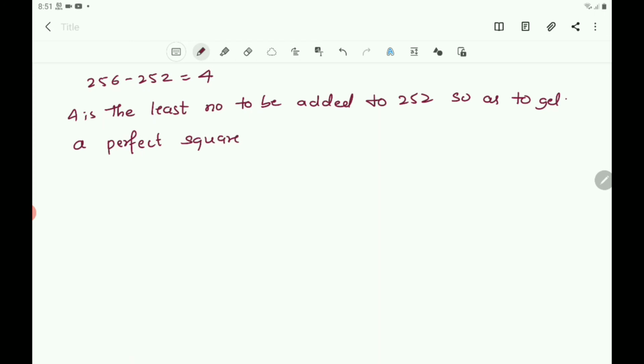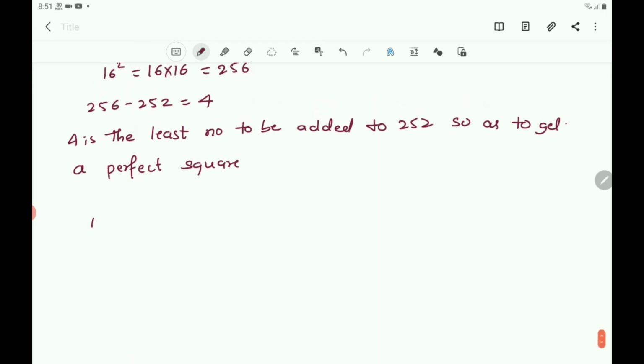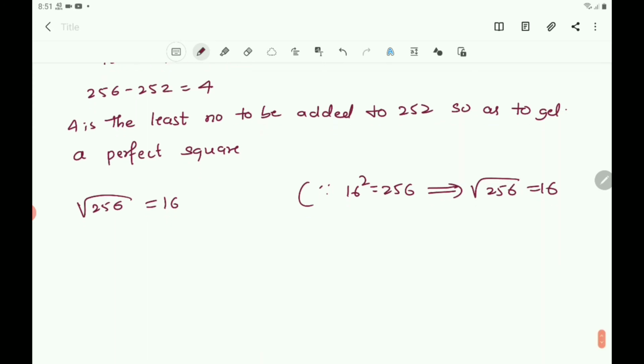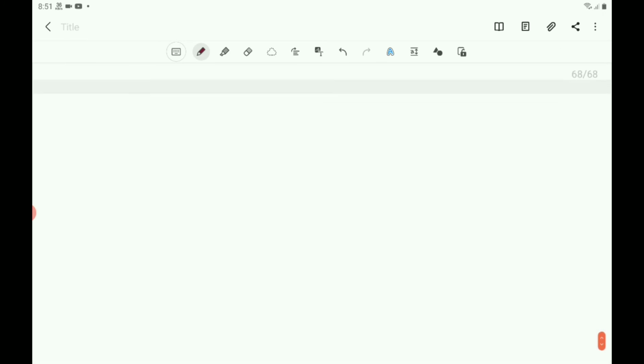So then you know that 256 is a square of 16. 16 square equals 256. Therefore you can write square root of 256 equals 16, because 16 square equals 256 implies square root of 256 equals 16. Then you take the next number, that is the fourth one, 1825.